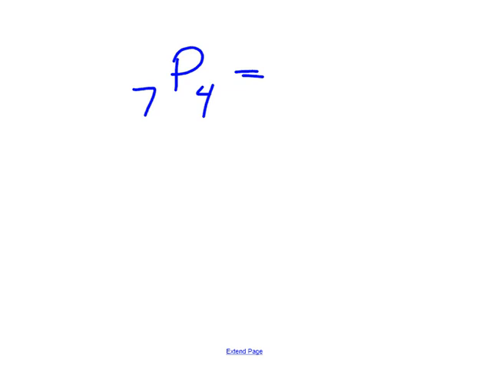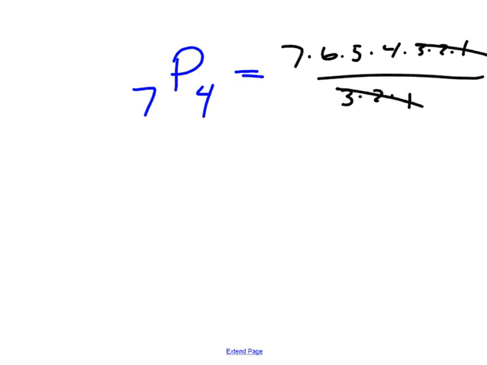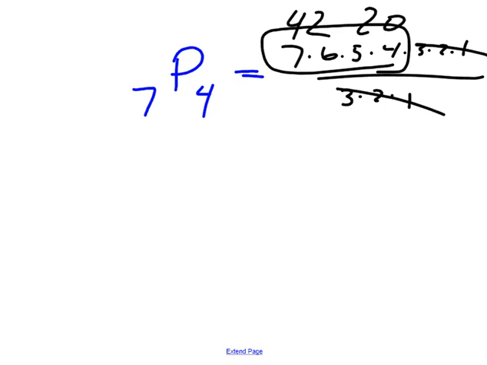So it's what on top? How do you say it right? 7 factorial. And 3 factorial on the bottom. Cancel, cancel. It's 7 times 6 times 5 times 4. And one way to do this sometimes, 7 times 6 is 42. 5 times 4 is 20. So it's 42 times 20.